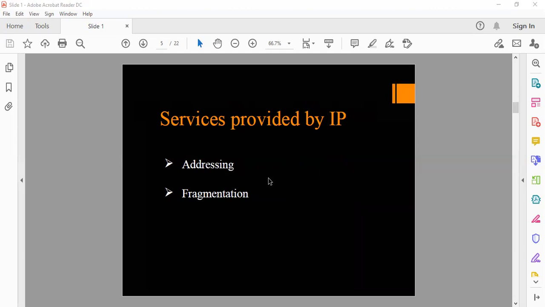What services are provided by IP? The Internet Protocol provides us addressing, and also fragmentation, meaning it divides your packet into different fragments, forming different frames of that packet.